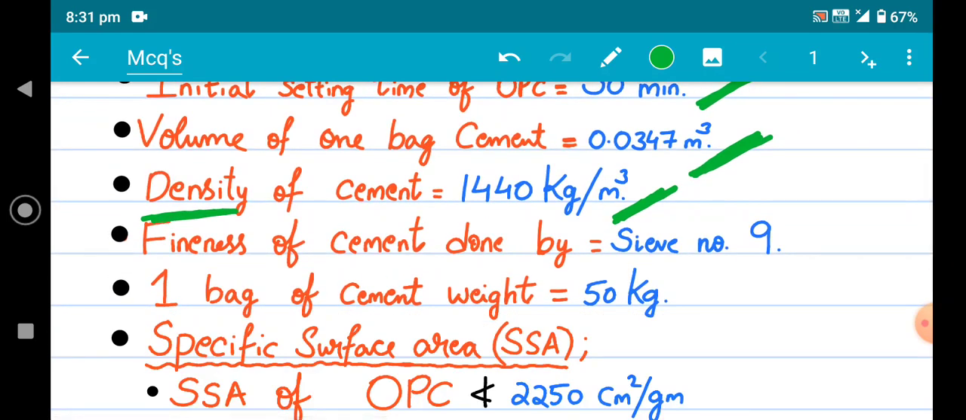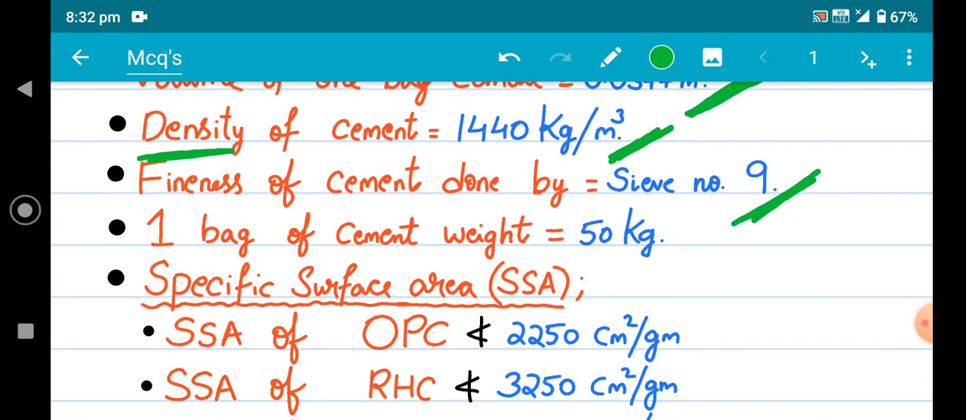Coming to next one, fineness of cement is done by sieve number 9. With respect to sieve number 9, we will do this fineness test of cement. Coming to next one, bag of cement weight, it is equal to 50 kg. One bag of cement equal to 50 kg in weight.